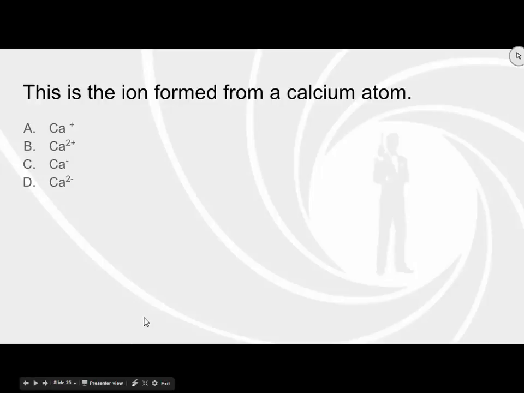Calcium forms what ion? First we want to figure out what column calcium is in. Calcium is in the second column. Anything in the second column is usually going to be positive because it's a metal. And because it's the second column, it's going to be a +2. So our answer should be B.